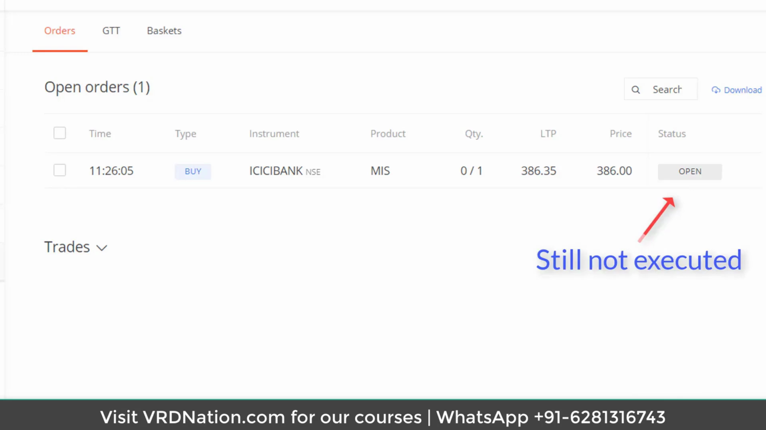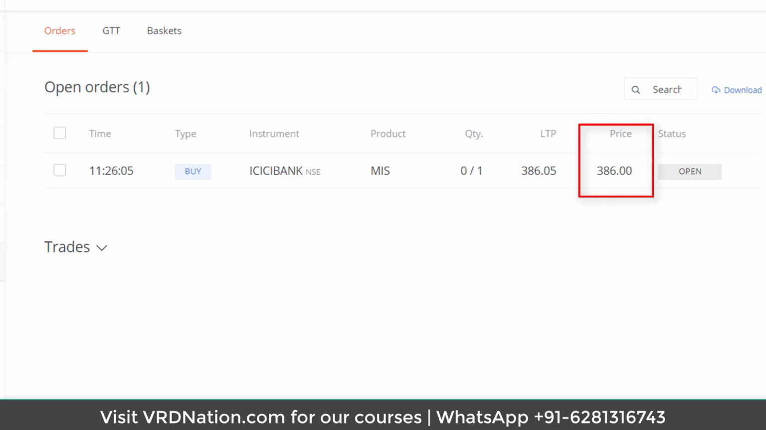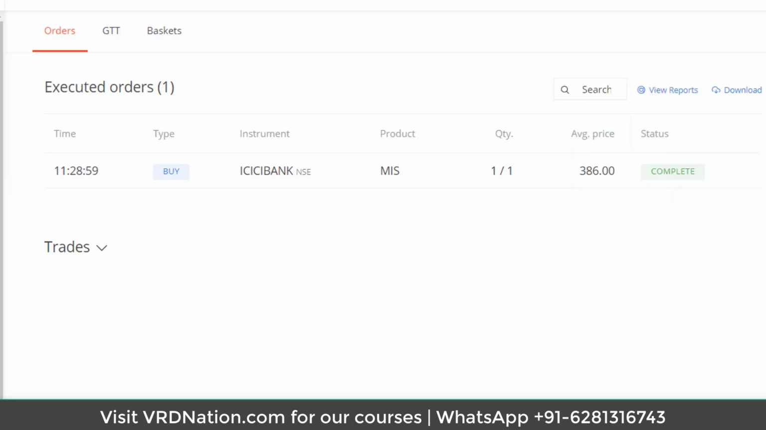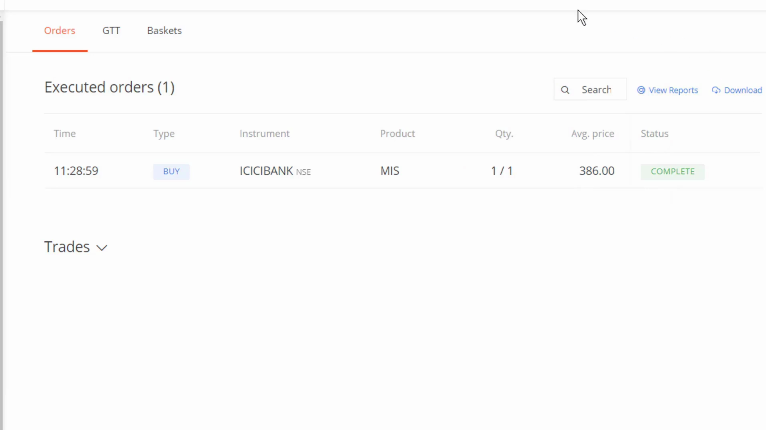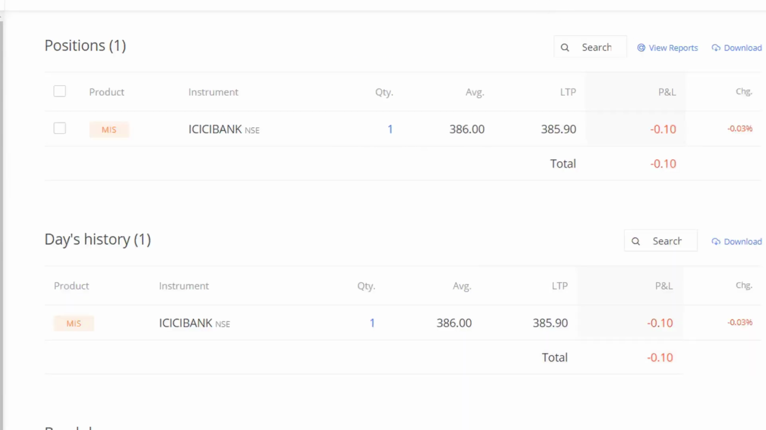Why is it open? Why is it not executed? Well, because I have told the stock exchange that I do not want to buy ICICI Bank above 386 rupees. So this order is going to sit here until the price of ICICI Bank comes down to 386 rupees. So as you can see here, eventually the stock price of ICICI Bank came down and the order gets executed. So this is a typical example of a limit order.